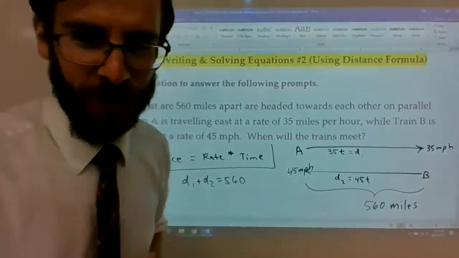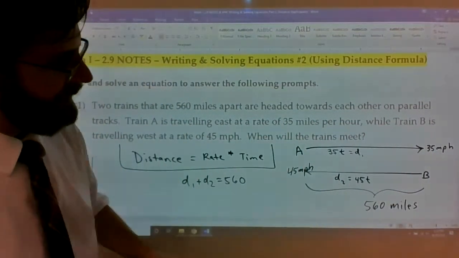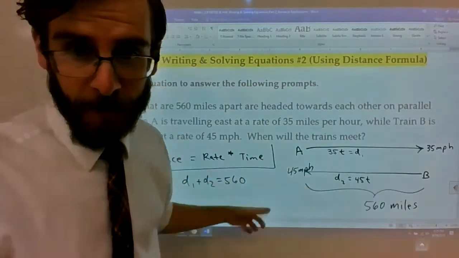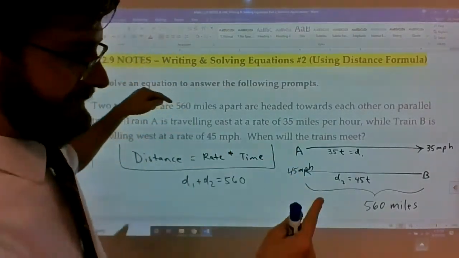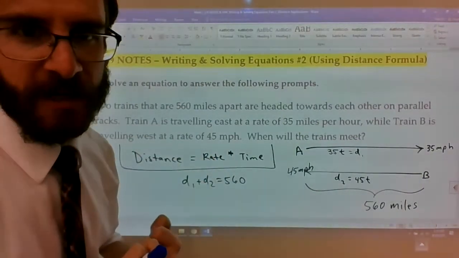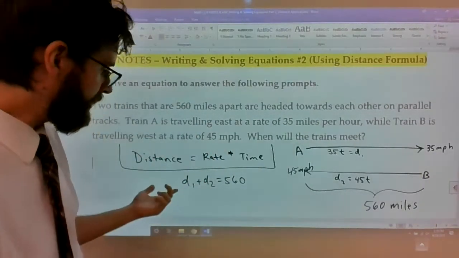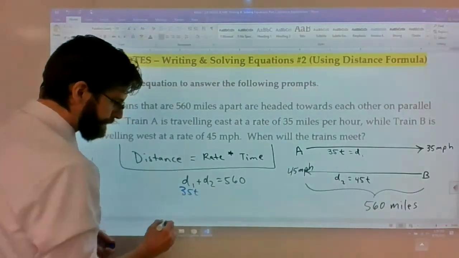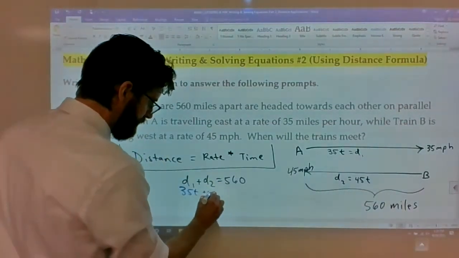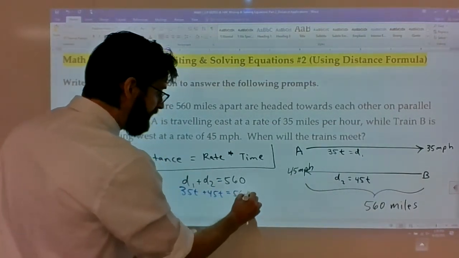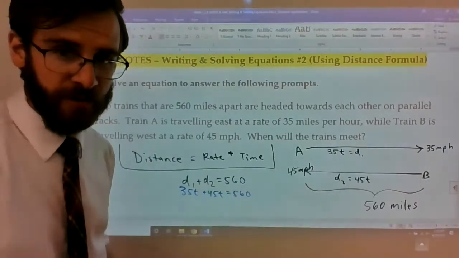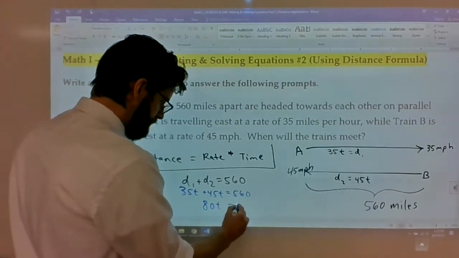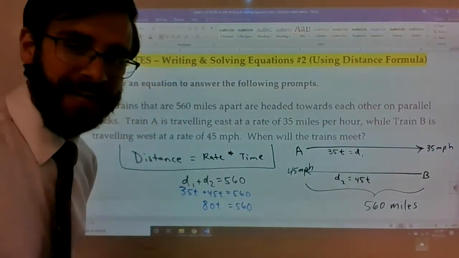I think we're good. So, as I was saying, the distance that train A travels plus the distance that train B travels must equal the 560, because they're going to meet somewhere in the middle, but the whole distance has been covered by at least one of the two trains. So all I got to do is say, hey, that's 35t, that's 45t, and then it becomes a pretty simple equation to solve. You just got to combine the t terms, and divide by 80.